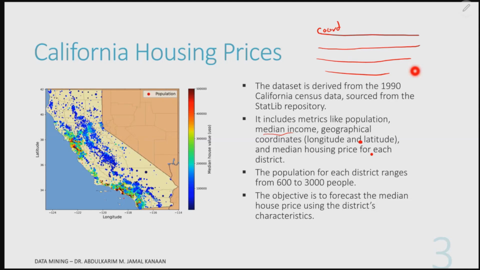The objective is to forecast, meaning to predict, the median house value. Median, not a single house value. That means my system should not predict a single house, but the value of a district's houses, the median value for a house in a district. So I provide the information about the district, then the system should be able to predict the median house value in that district. Clear? Okay, so this is the description of our data set. Any question?